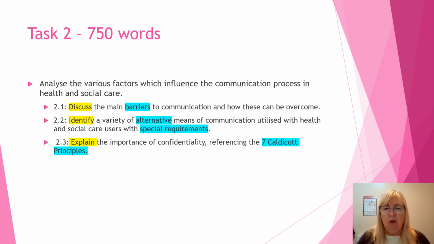Explain the importance of confidentiality is 2.3. So now we're looking at what we've just done today in part 4. I've highlighted the 7 Caldicott Principles. So give me what is communication, and then explain the Caldicott Principles.